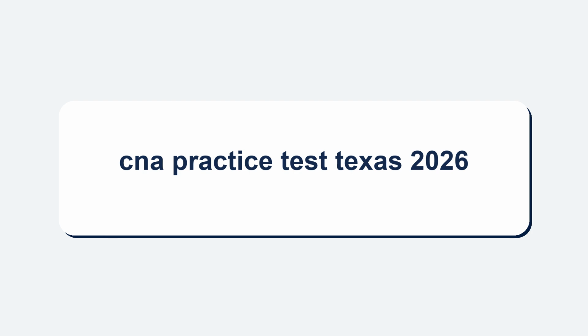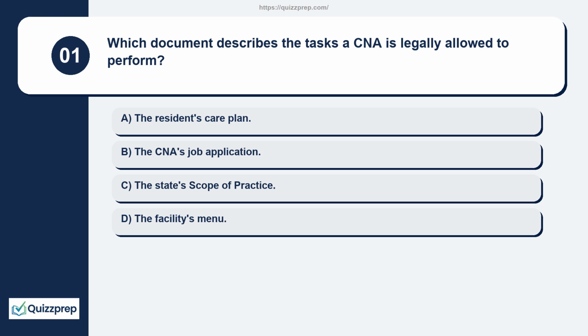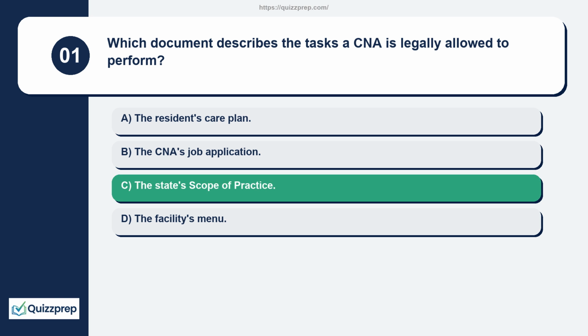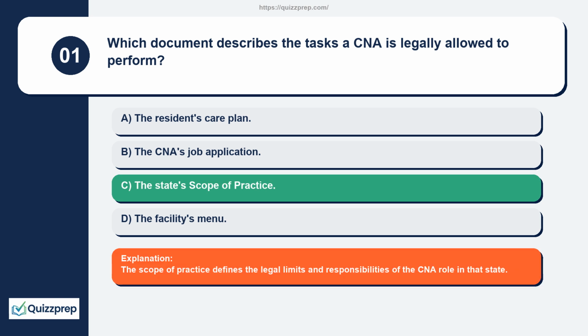CNA Practice Test Texas 2026. Question 1. Which document describes the tasks a CNA is legally allowed to perform? The Residence Care Plan, the CNA's job application, the state's scope of practice, the facility's menu. The scope of practice defines the legal limits and responsibilities of the CNA role in that state.